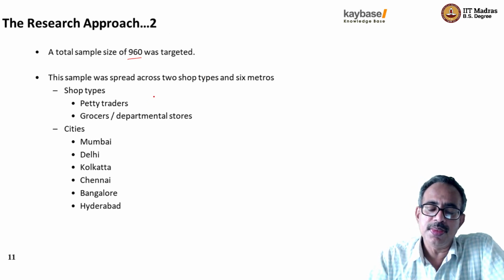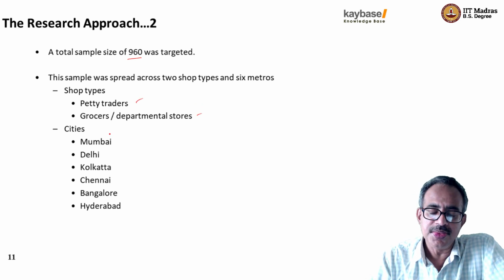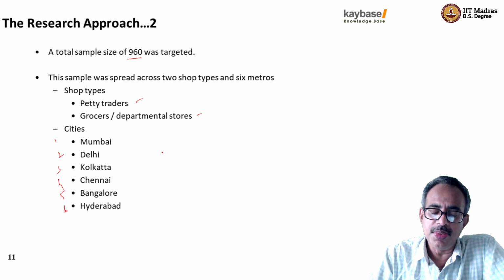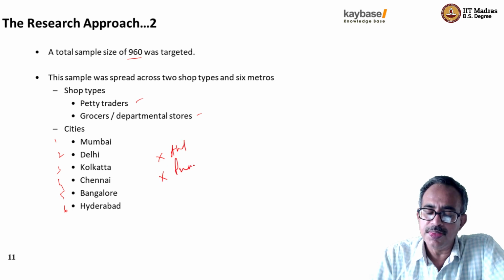These were the shop types, and of the top 8 metropolitan cities, only 6 were covered. So we did not have Ahmedabad, we did not have Pune. So the sample size is 960 across 6 towns.